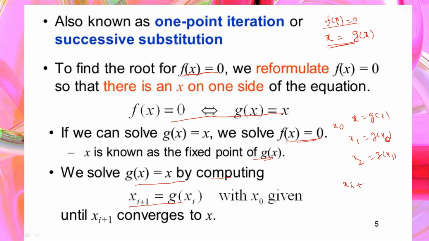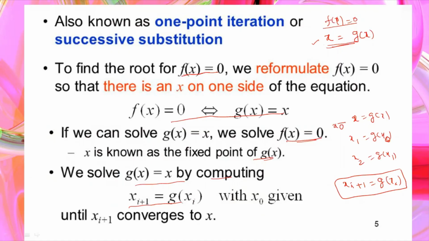So what is the general formula? x i plus 1 is equal to g of x i. This is called the iteration formula. Very simple formula, easy to solve. Whatever equation is given, write it in the form x is equal to g of x. Take x on the left side and send the other terms to the right hand side.